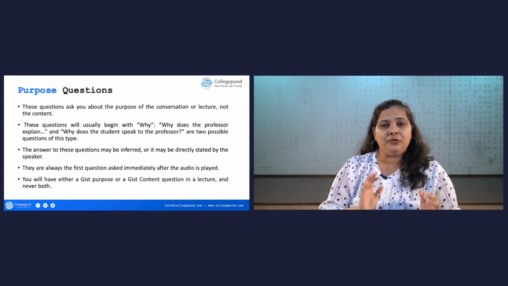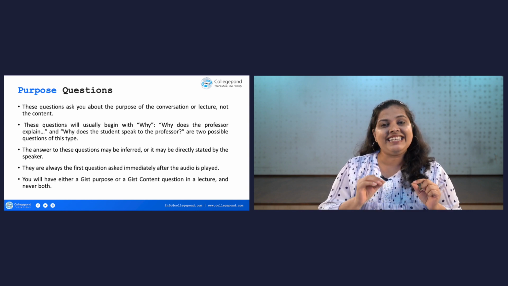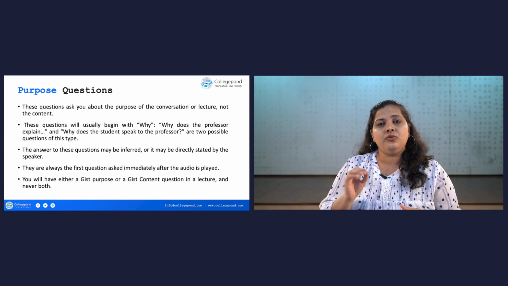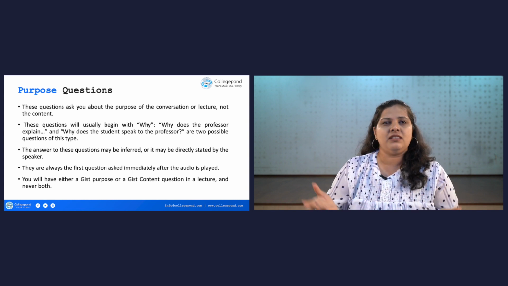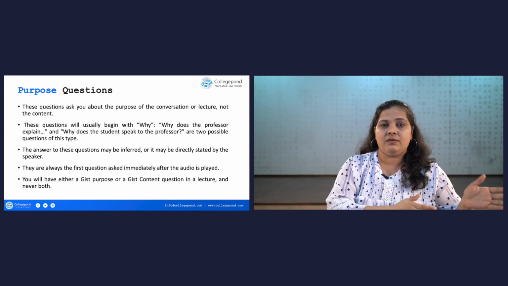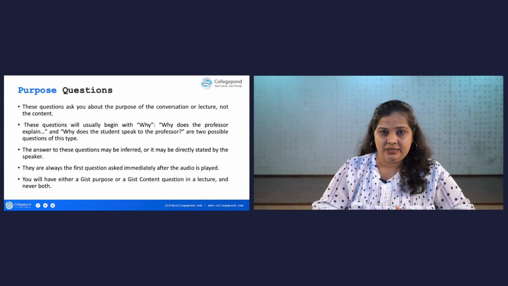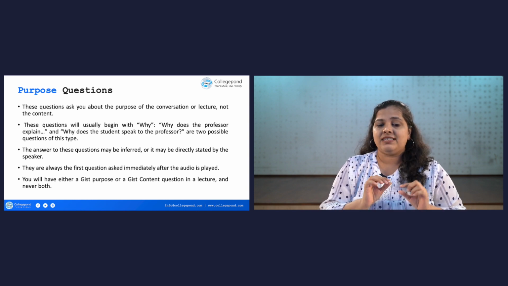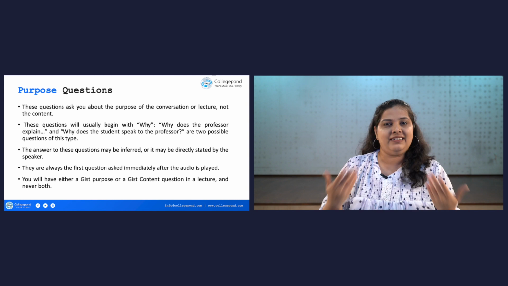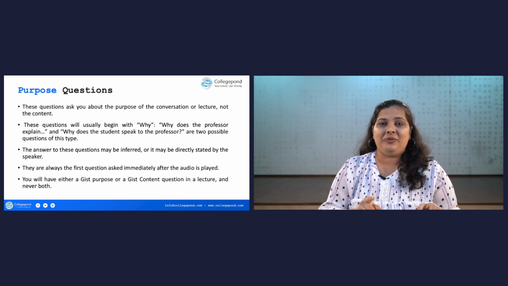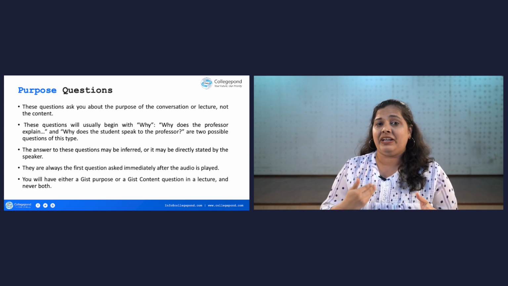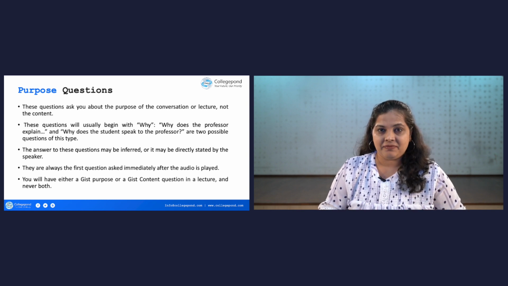Another thing that you have to note about this particular question type is that it's easy to identify. How can you identify that? These types of questions will usually begin with something like, why does the professor explain something, for example, or why does the student say X, Y, Z, A, B, C, whatever it is that follows. Please note that sometimes the answers will have to be indirectly arrived at or inferred, or sometimes they will be directly stated by the speaker. Also, it's easy to identify because it's usually the first question after the audio file ends. It doesn't come anywhere else.